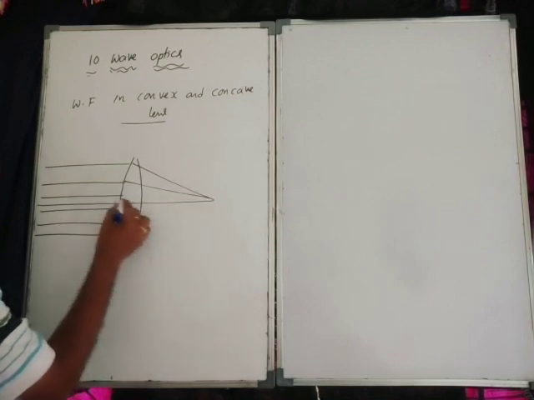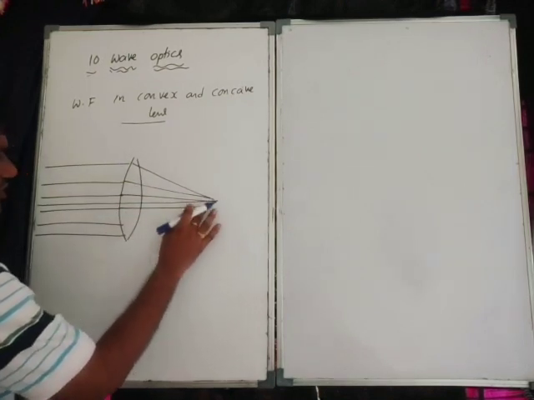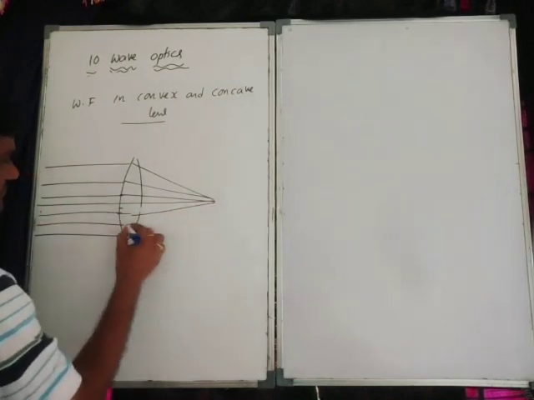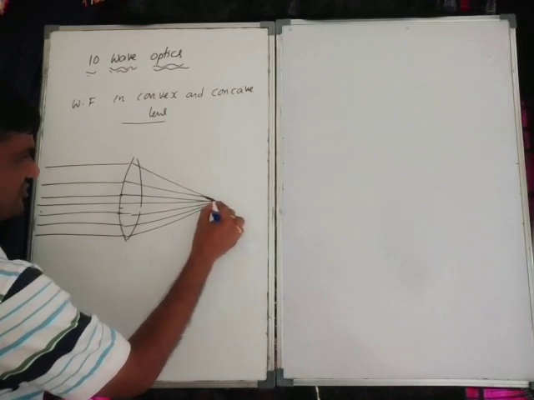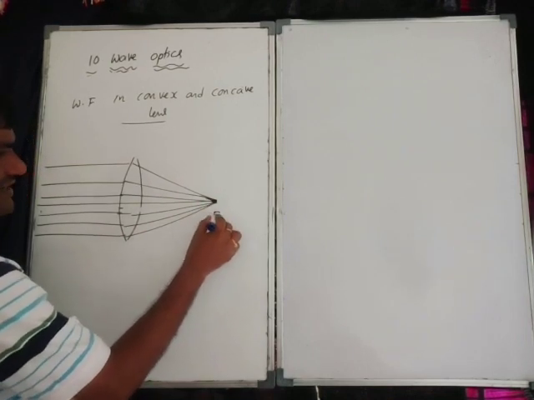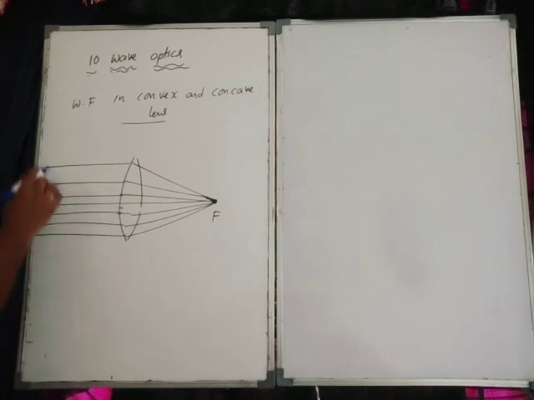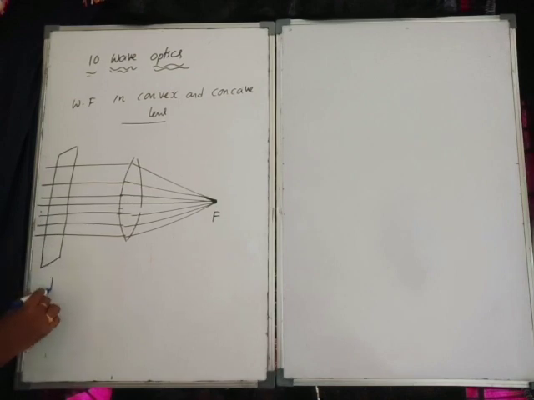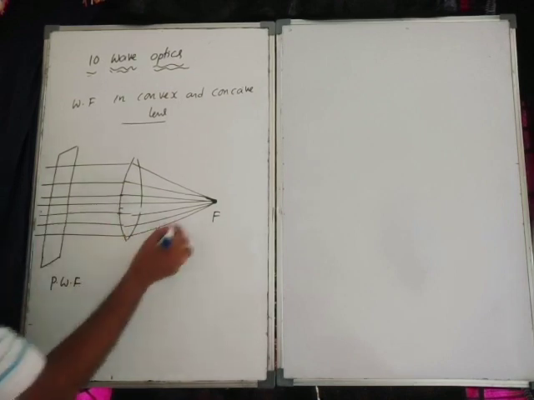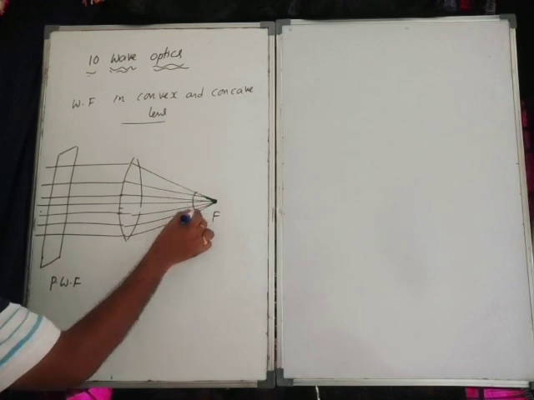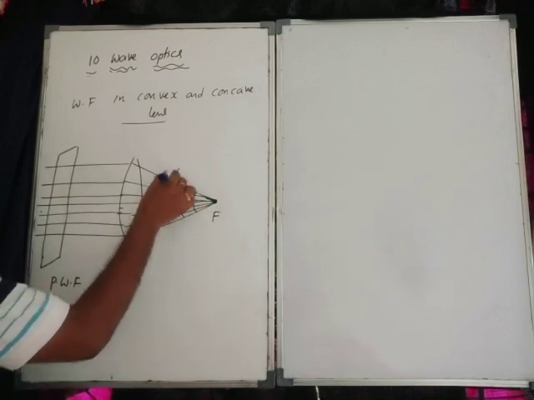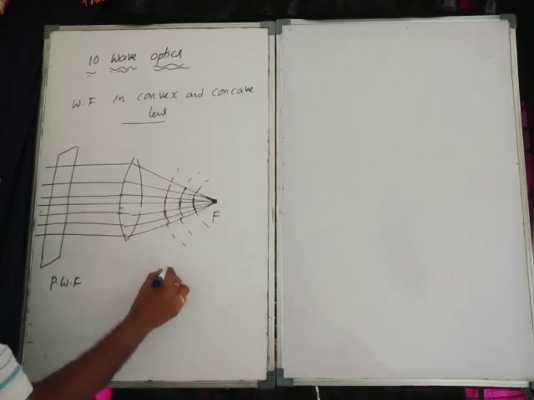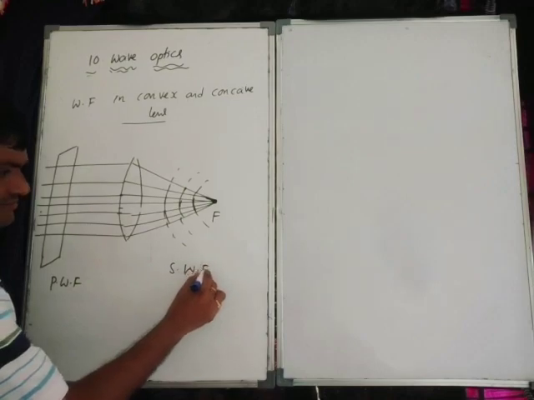They meet on the principal axis at a point. This point is known as the focus. So these are plane waves. That means the wavefront before refraction is a plane wavefront. After that, this is concentric spheres, circles, like that. So what happened here? A spherical wavefront.